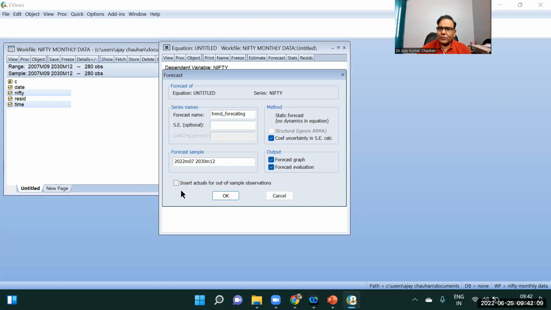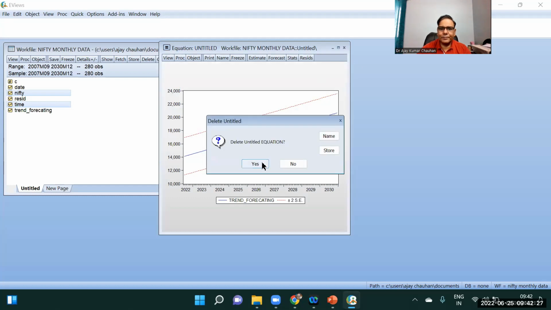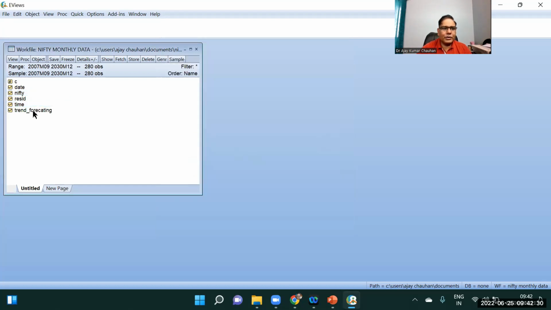And we don't want actual values in the forecasting series. So these changes you have to do. The forecasting sample is for the future. Don't click on this, uncheck this and click OK. Okay, now this is the trend forecasting.